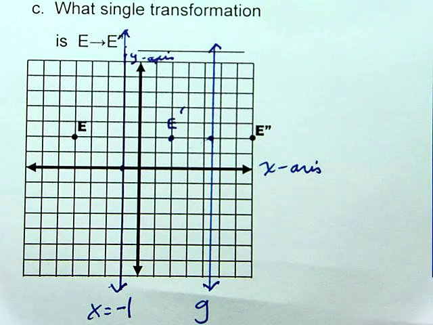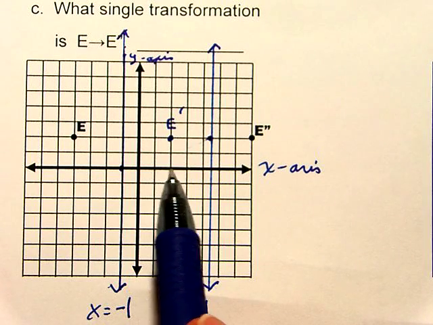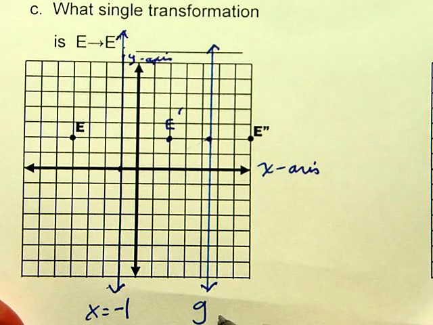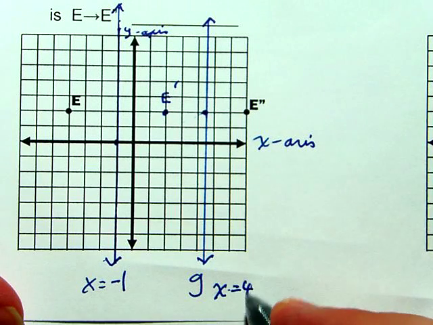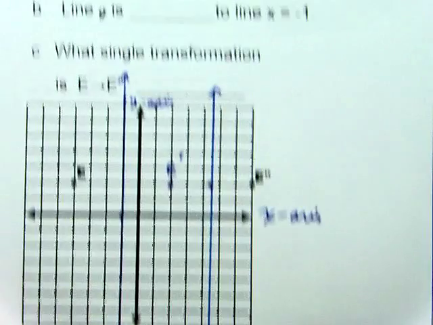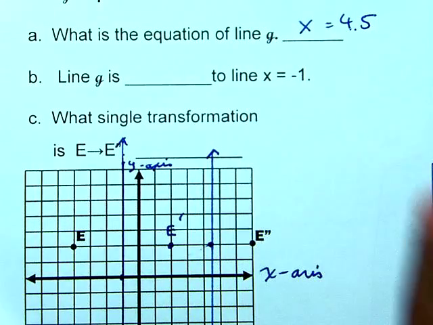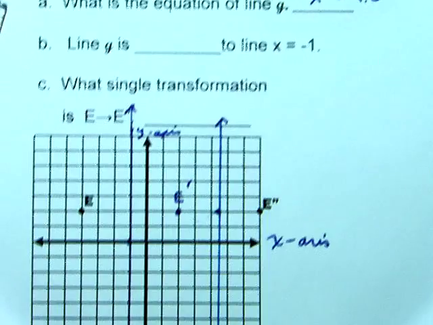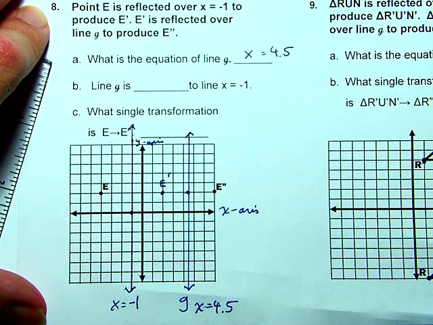Well, let's see where it intersects the x-axis. At 1, 2, 3, 4.5. So the equation of line G is x equals 4.5. Okay, x equals 4.5 is the answer to this. Okay, and line G is what to line x equals -1? It's parallel, right? They're both parallel lines.